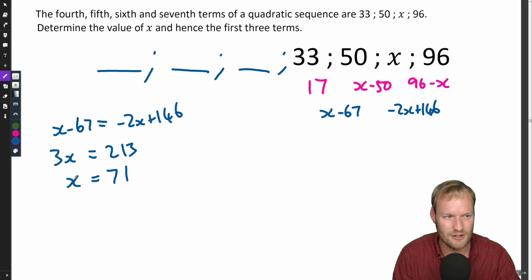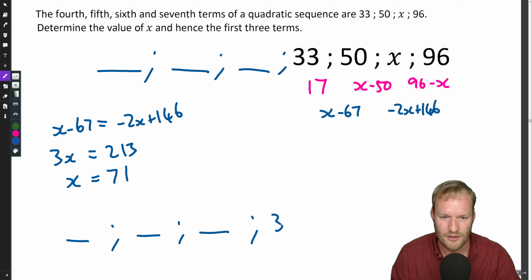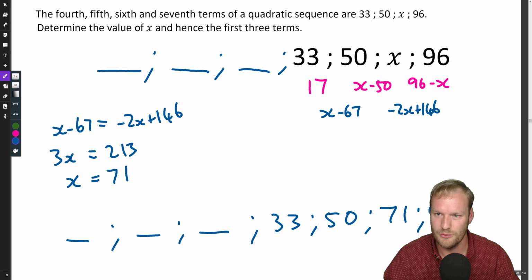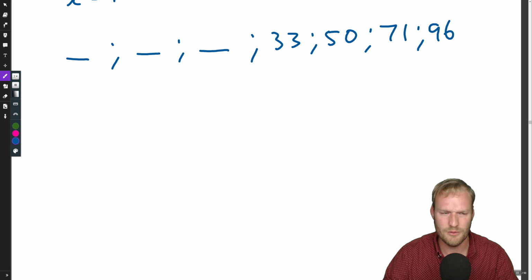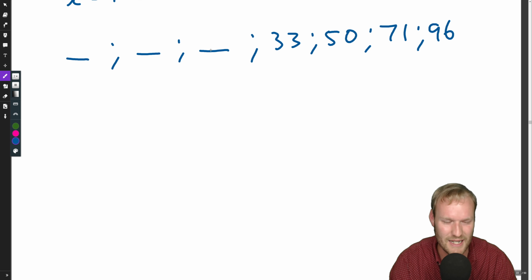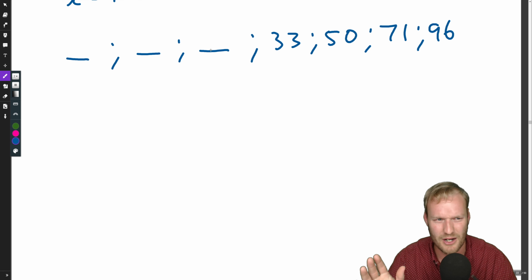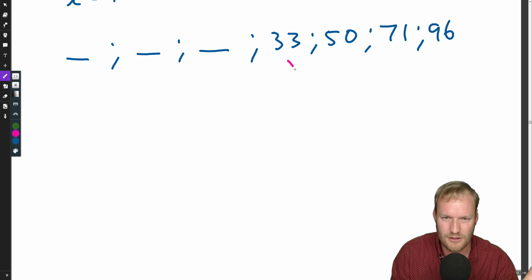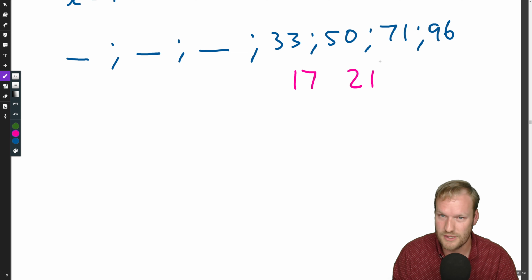Which means that our sequence looks like something, something, something, 33, 50. Now x is 71 and this last term is 96. So there we go, there's our sequence and we're trying to work out the first 3. Now at this stage you might think, oh well, if only we had Tn, then we could work out T1, T2, or we could work out A. But wait a second, we know that this difference here between 33 and 50 is 17. We know that this difference from 50 to 71, well, we can just go 71 minus 50 is 21. And whether we really need this, we can see that this difference is 25.